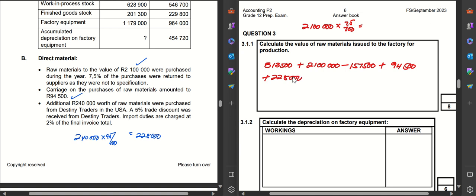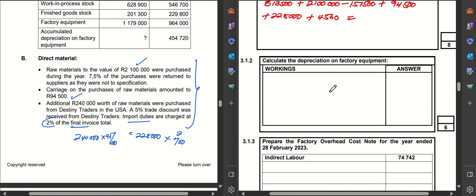But we are told that we will pay import duty, which is charged at 2% of the final invoice amount. The final invoice amount is the 228,000. So I get 2% of that, and that is going to give me 4,560. All right. So these were the adjustments that related to our direct raw materials. Once you do that, you get the final amount.